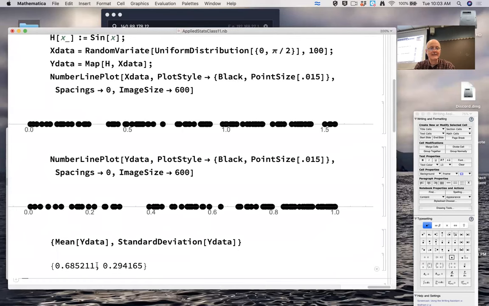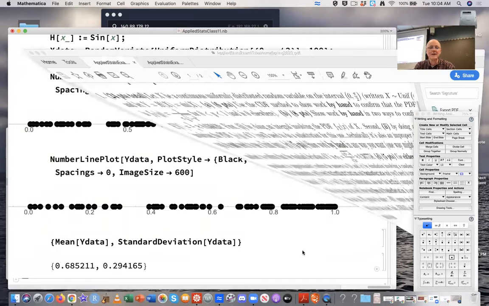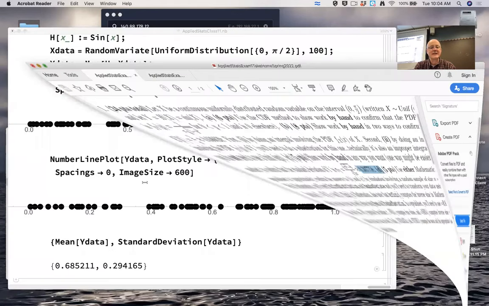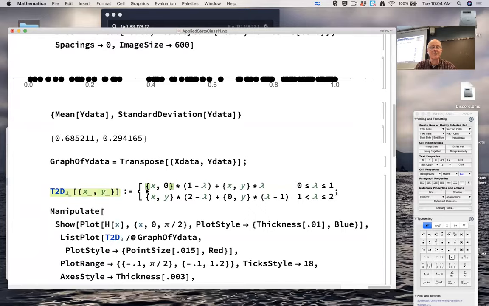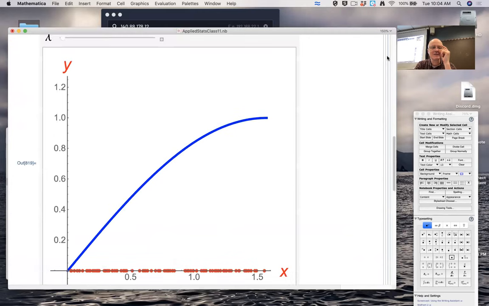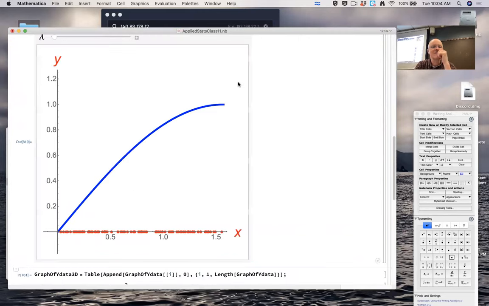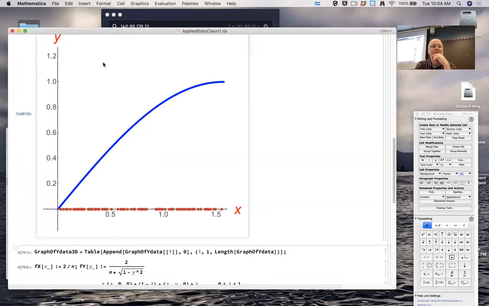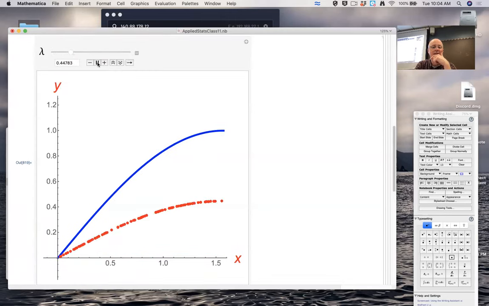These numbers match, about 0.685 and 0.294. Reasonably close to those. So it's good to see the numbers matching, but I also had some fun here making a visual for this transformation. So here's the X data from the uniform distribution from 0 to pi over 2. There's the graph of sine of X, X going from 0 to pi over 2. The outputs go from 0 to 1. And this will transform the X data into Y data.